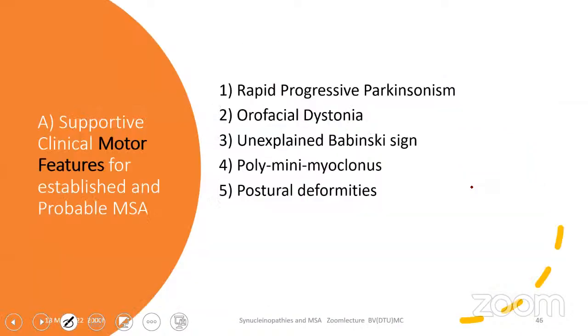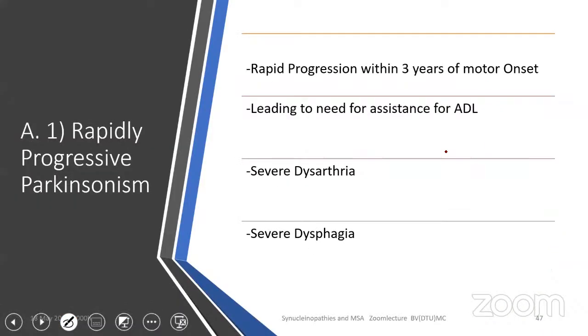Okay. Now we'll see the supportive clinical motor features, of which 2 should be present for clinically established and at least 1 should be present for probable. So these are rapidly progressive Parkinsonism, orofacial dystonias, unexplained Babinski sign, polymini-myoclonus, and postural deformities. All these things are very important to understand. What is rapidly progressive Parkinsonism?